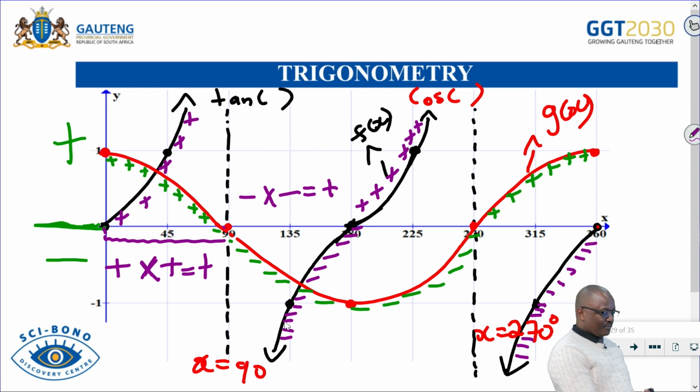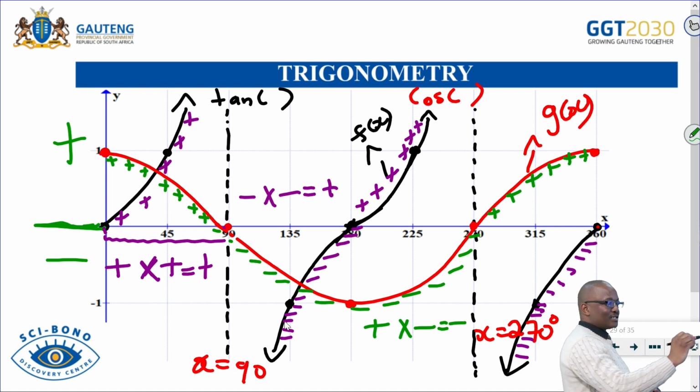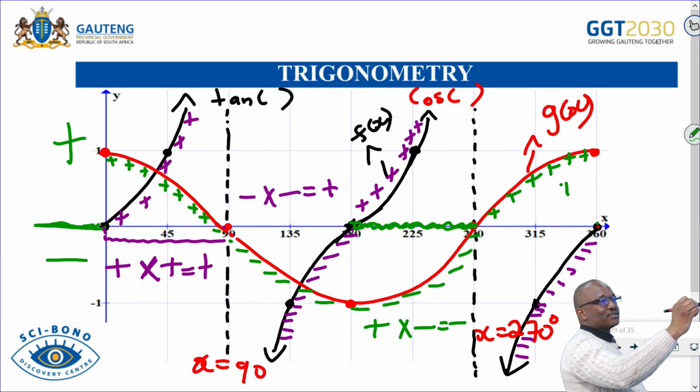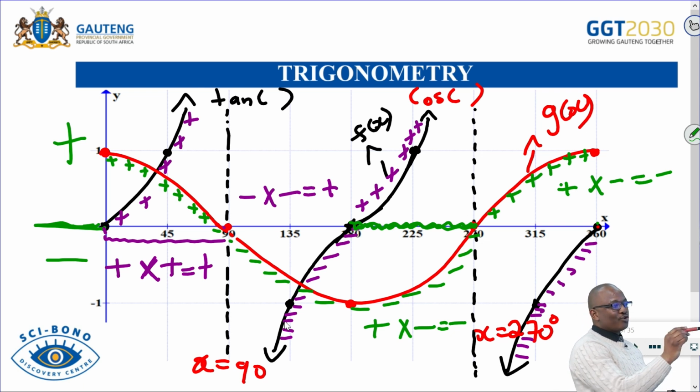Now, from 180 to 270, the graph of tan is positive, and the graph of cos is negative. Negative multiplied by positive multiplied by negative is negative, so this interval satisfies our quotient. Correct. Then the graph of cos between 270 to 360 is positive multiplied by negative, which gives you negative.